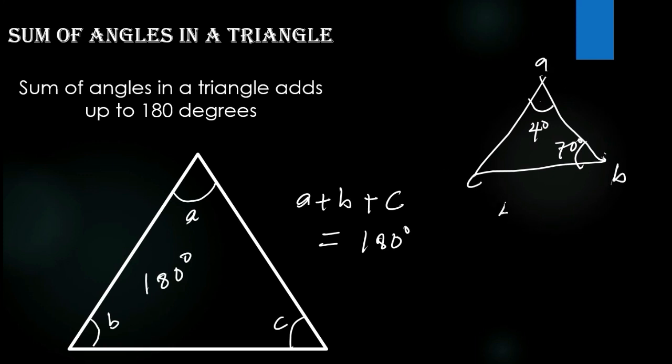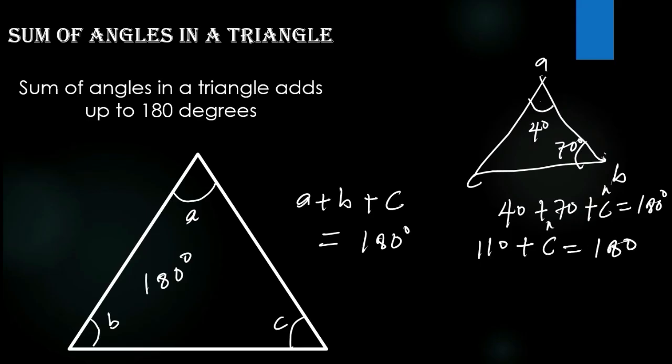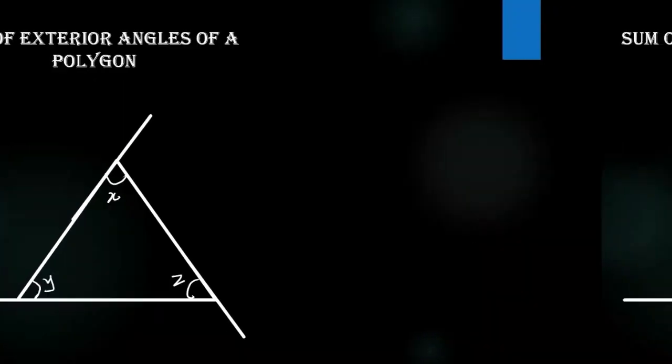For this triangle, I know that 40 plus 70 plus my angle at C is equal to 180 degrees. So this is 110 plus C. My angle at C is equal to 180 degrees. C, the angle at C, will be the same thing as 180 minus 110, which is equal to 70 degrees. Let's see the next theorem.